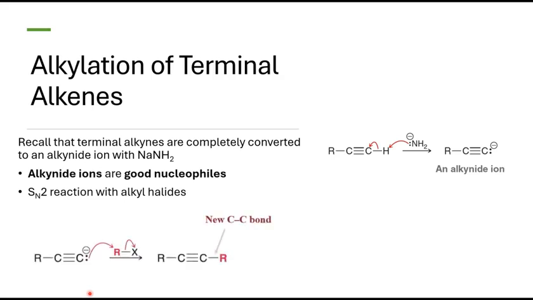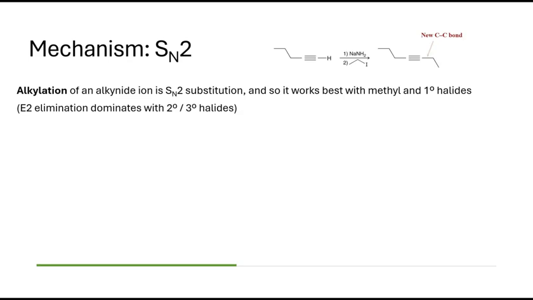We're able to see then the formation of new C-C bonds whenever we have the alkynide ion and alkyl halide. A reaction will take place via SN2. Mechanism: SN2. Alkylation of the alkynide ion is SN2 substitution, and so it works best with methyl and primary halides. Elimination via E2 dominates with secondary and tertiary halides.